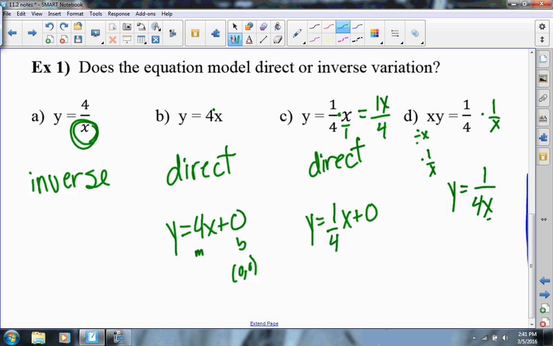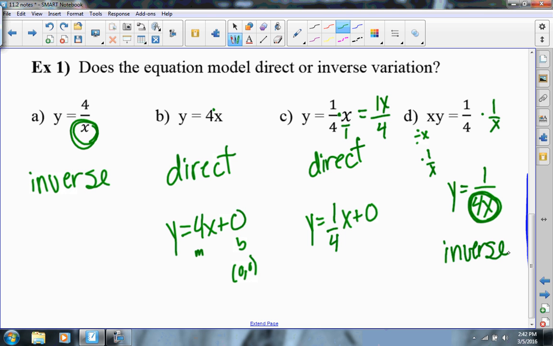And then I have my variable in the denominator. Now the number's okay in the denominator. That 4 doesn't really matter. But since we're dealing with an x here, when we have 1 divided by x, since that x is in the denominator, that's going to be an inverse variation.